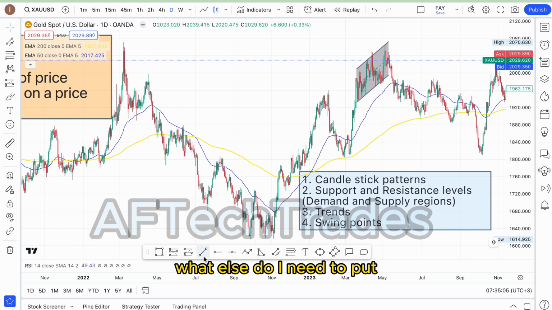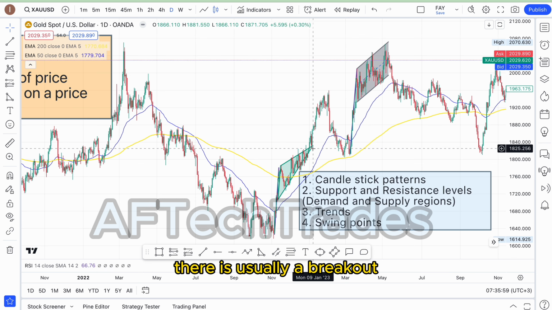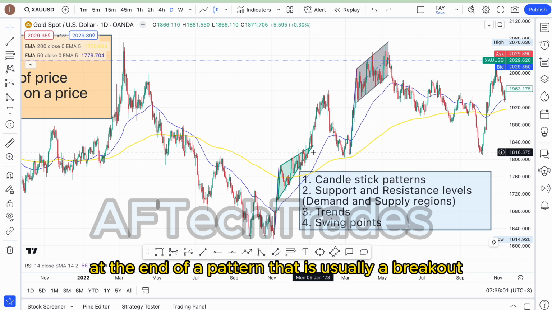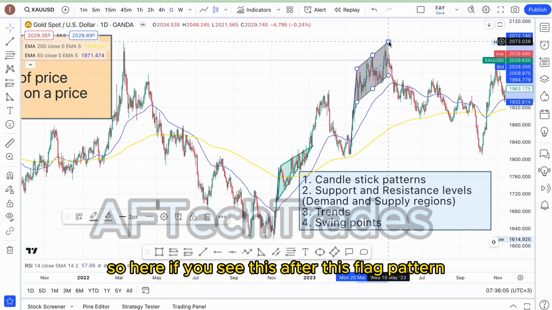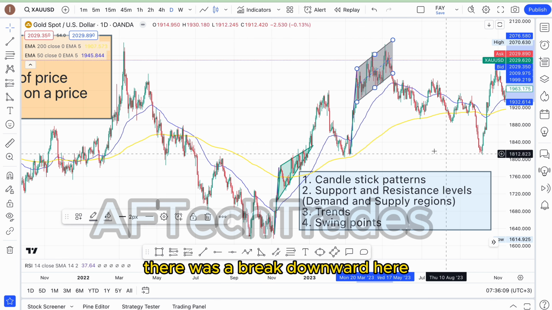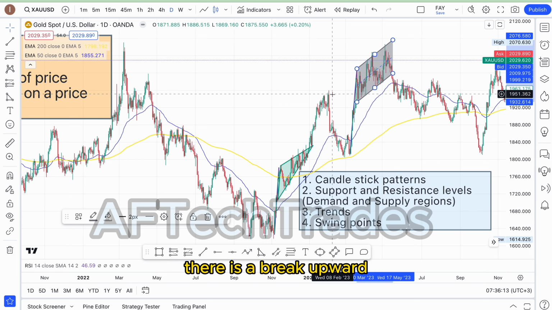Sorry, I want to make the pole of the wedge. So again, you see a wedge pattern here. After this, what usually happens is that at the end of a pattern, there is usually a breakout. Here, after this flag pattern, there was a break downward. Here, after the end of this wedge pattern, there is a break upward.